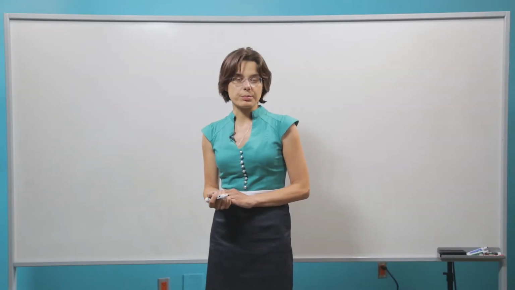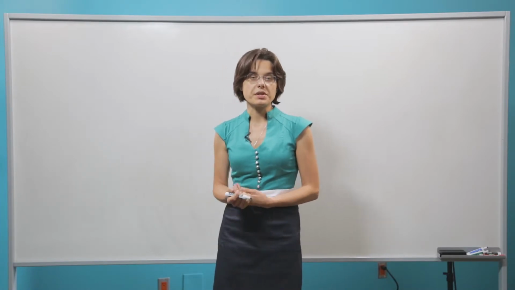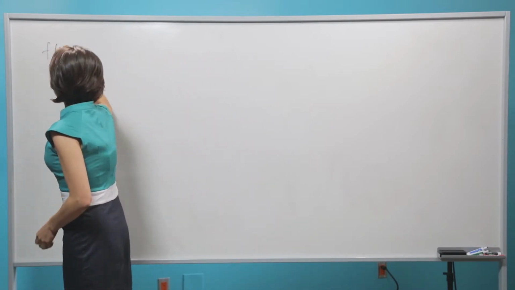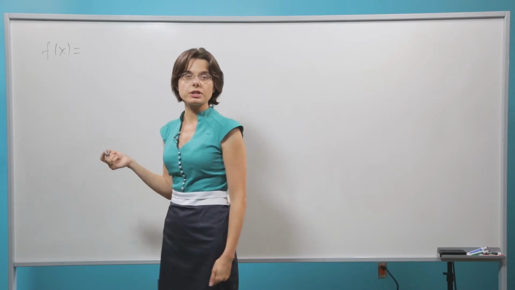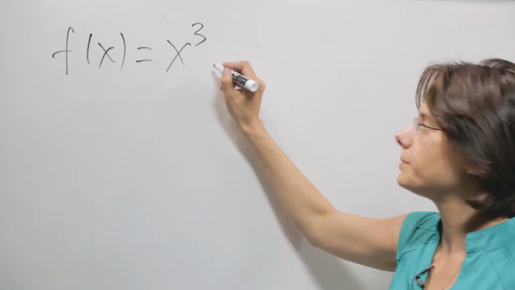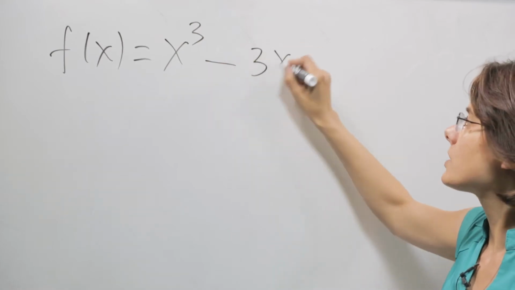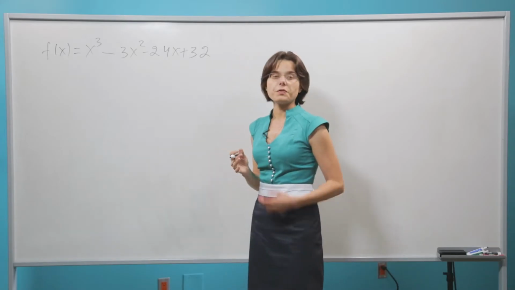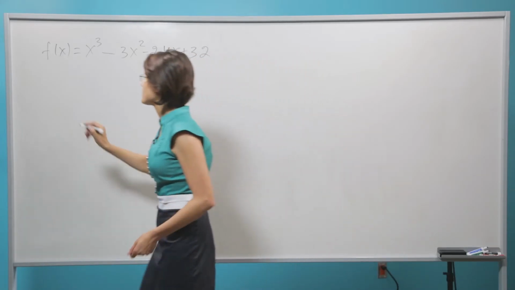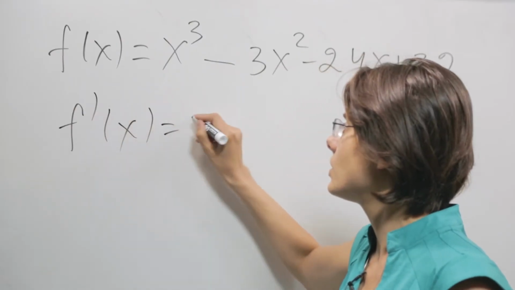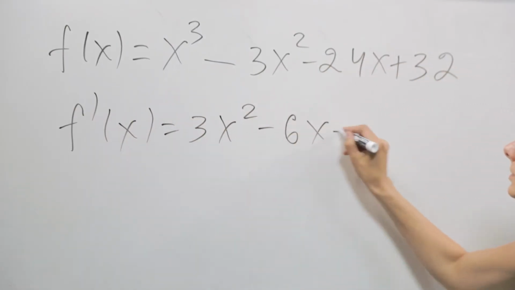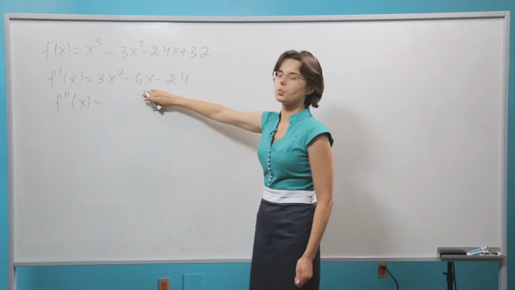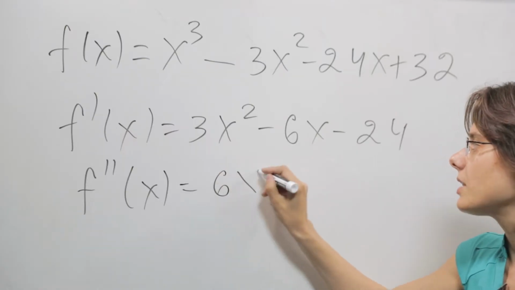Let us consider one more example. It's the example from previous tutorial with the function x cubed minus 3x squared minus 24x plus 32. We studied before maxima and minima points of this function. Let's study concavity now. In order to find concavity, we have to find second derivative of this function. First derivative, we found it before. Now, in order to find second derivative, I have to differentiate this function one more time. So I have 6x minus 6.